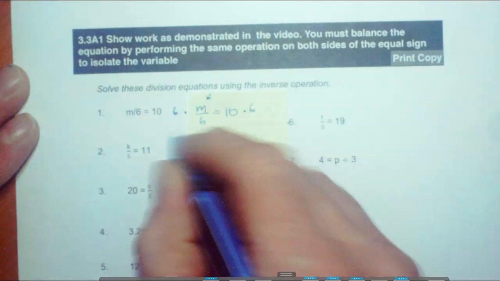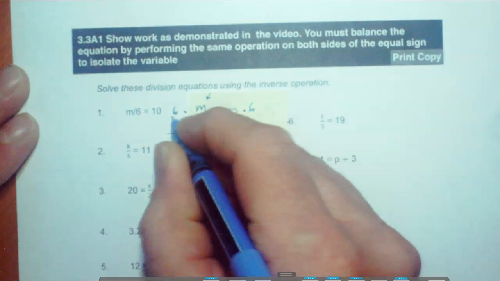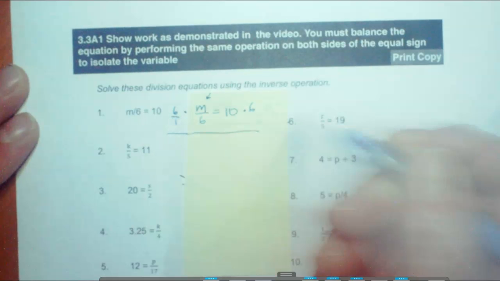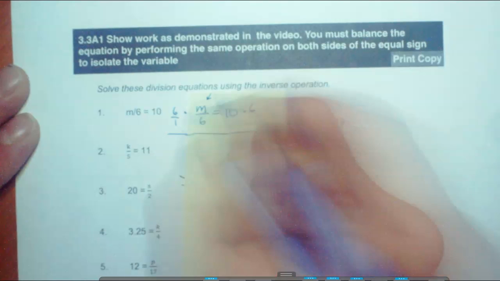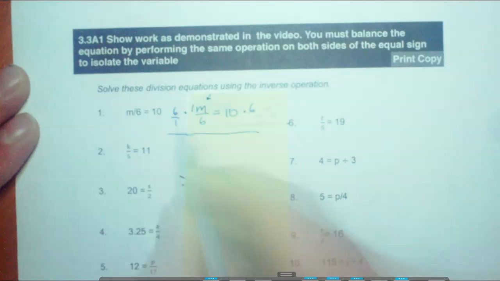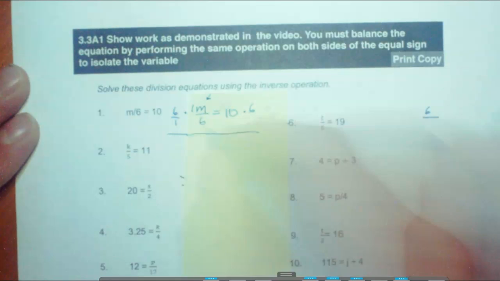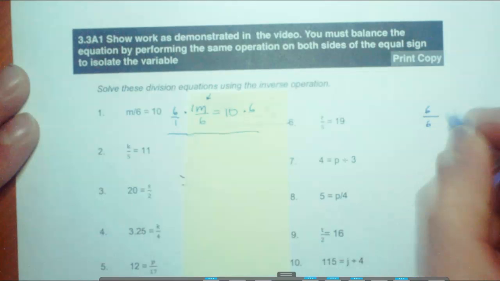Now watch what happens here. Really what we're doing is we're multiplying it by 6 over 1. That's why we want to have that 6 up nice and high. Well, we could think about this as 1m. If we multiplied 6 times 1, we would have 6. If we multiplied 1 times 6, we would have 6. And the m is still there.